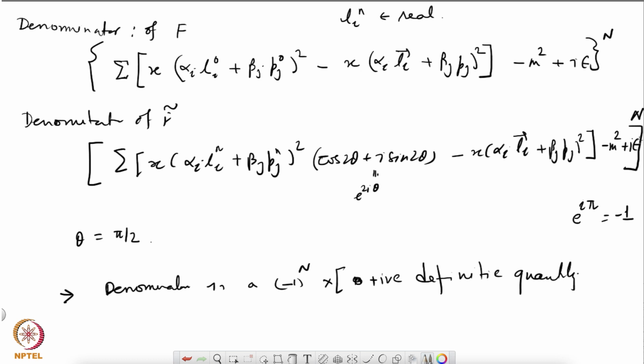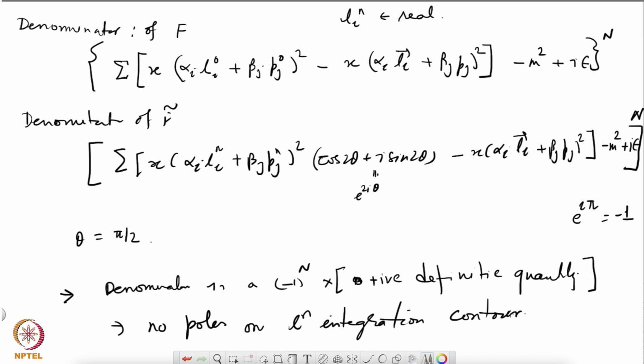Okay, and then I don't need i epsilon, right? Because if this denominator never becomes 0, then you don't have to have an i epsilon. Okay, it doesn't become 0 when on the l_n axis. So I will drop that i epsilon. So this is well defined because there are no poles on the l_n integration contour. Okay, and I have also included this minus m square in the argument, right? Because that just adds up.